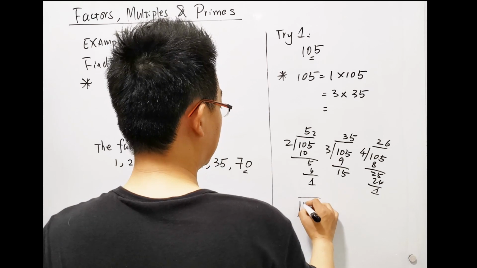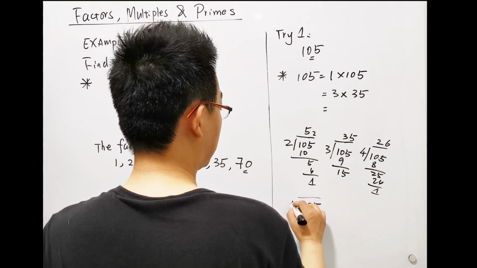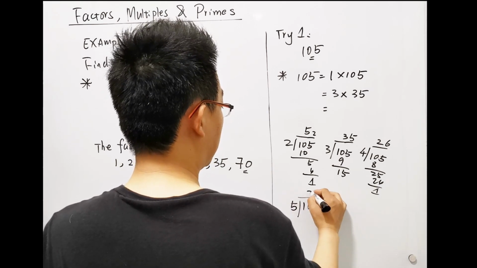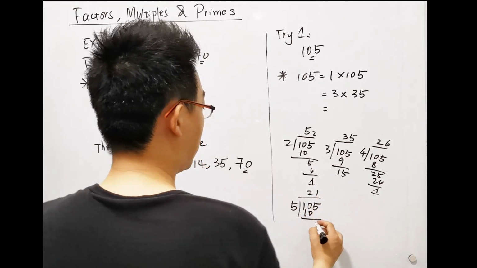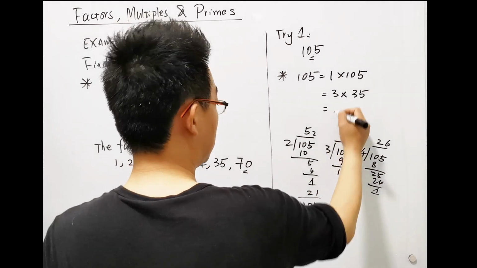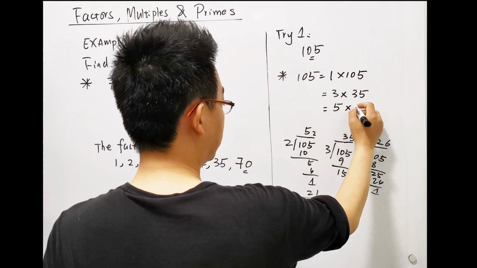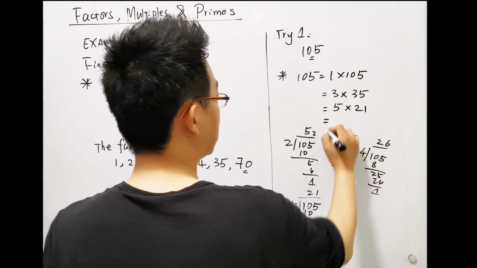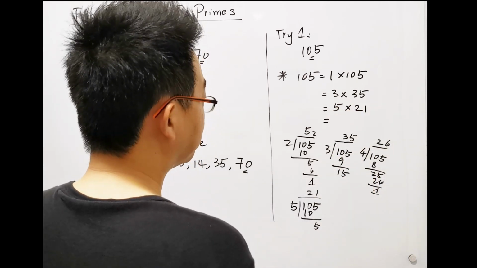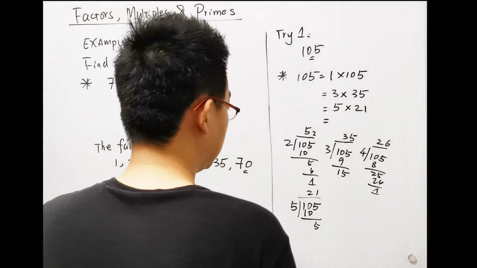How about number 5? Number 5 works, right? So that's good. In this case, 5 is okay. 5 times 21. So next one. What else do we have? How about 6? How about 7?